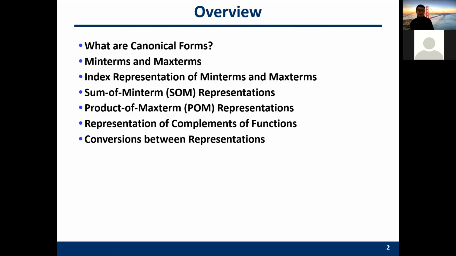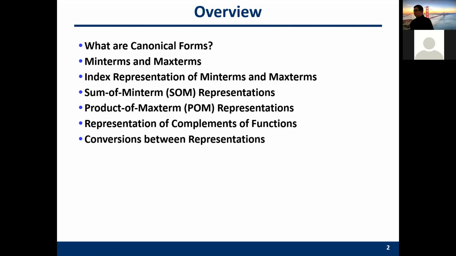So canonical form is a method to convert the truth table to a circuit, which is constructed by the CMOS transistors. You can also convert the circuit back to the truth table by canonical form.